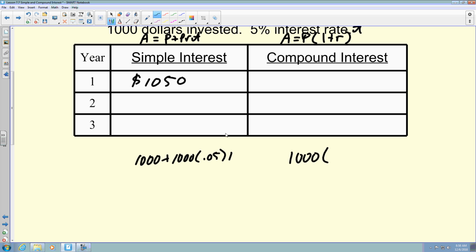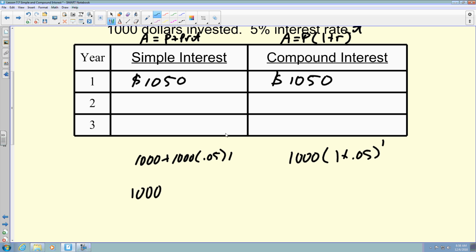If I go to the compound interest, I get 1,000 times the quantity of 1 plus 0.05, raised to the first power because it's 1 year. 1 plus 0.05 is 1.05. Raise it to the first power, it's the same thing. Times 1,000, you still get 1,050. So it didn't matter if it was simple annual interest or compound annual interest, you got the same amount in your bank. Let's see if it makes a difference in year 2.